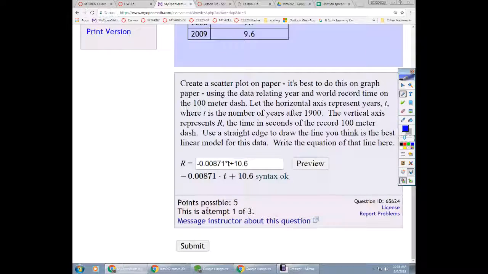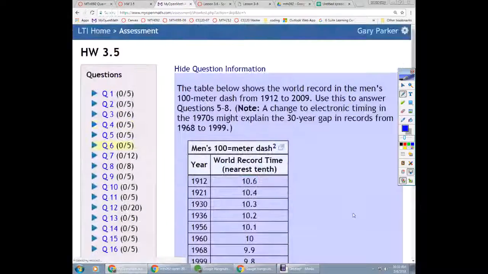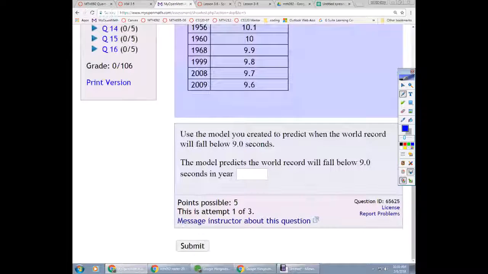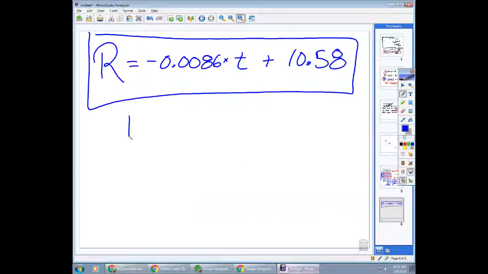Let's go with number 6. Use the model you created to predict when the world record would fall below 9 seconds. You could either set your model equal to something just below 9, like 8.9, or set it to 9 and then pick a year after that. So there are a couple of different procedures. We want to know when the record is going to be less than 9 seconds.